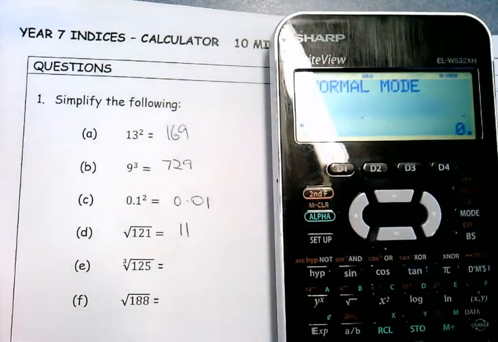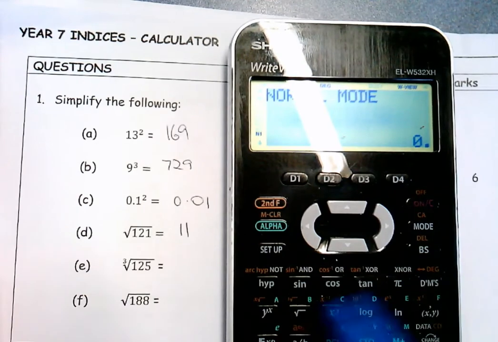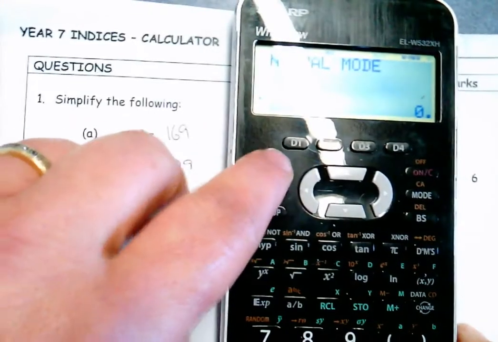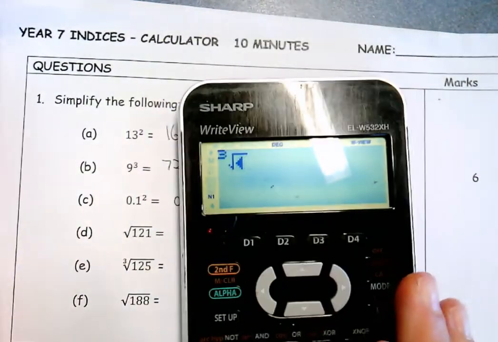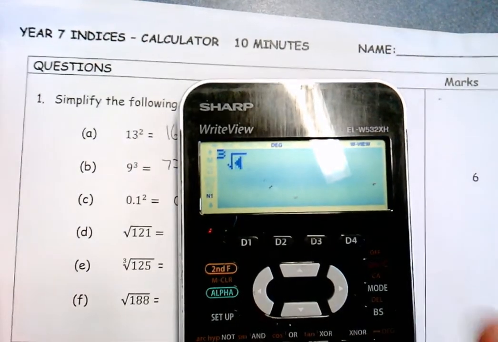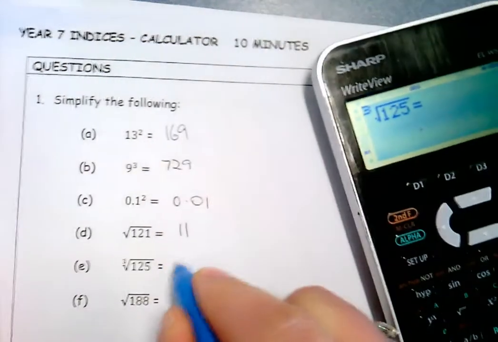So square root, and then you just enter your number 121 and press equals, and you get 11. Now cubed root of 125, looking for that cubed root button, and it's this little orange one here on top. To access that, it's on top of that square root. You have to press second function. So I've got second function, that square root button, and look on your screen, you can see cubed root. Cubed root of, just press 125 and equals, and you get 5.